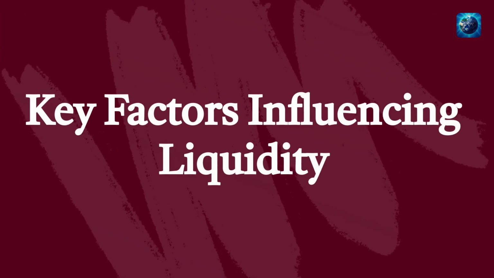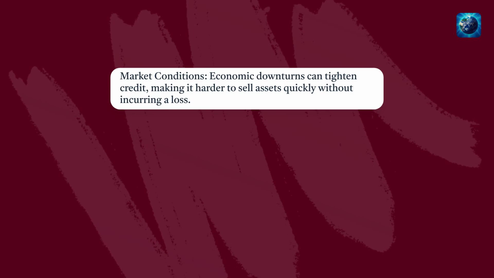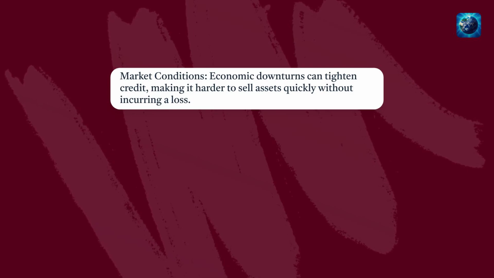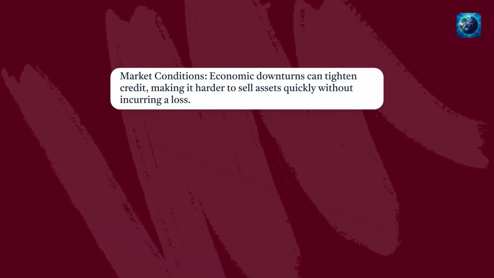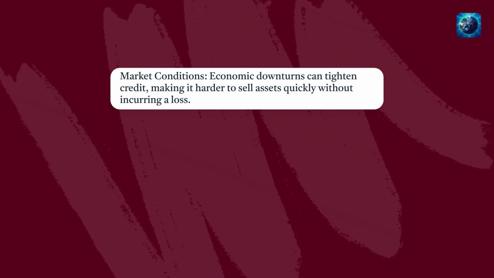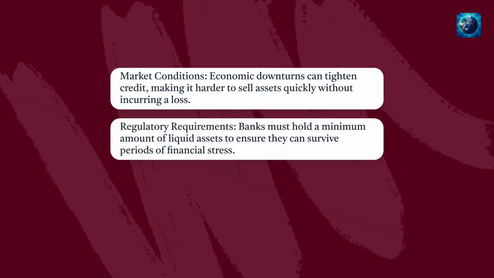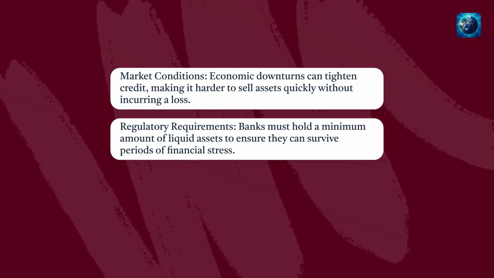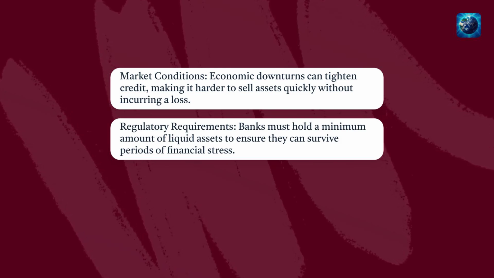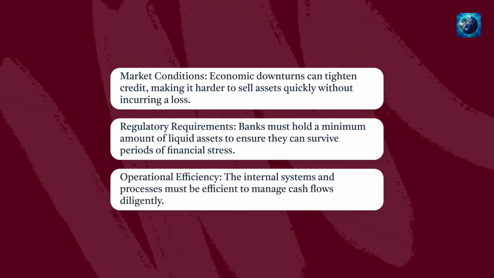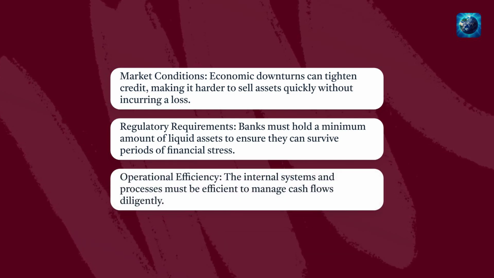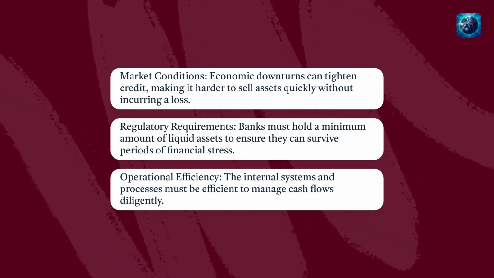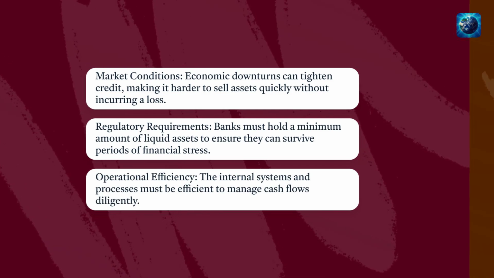Key factors influencing liquidity. Market conditions. Economic downturns can tighten credit, making it harder to sell assets quickly without incurring a loss. Regulatory requirements. Banks must hold a minimum amount of liquid assets to ensure they can survive periods of financial stress. Operational efficiency. The internal systems and processes must be efficient to manage cash flows diligently.